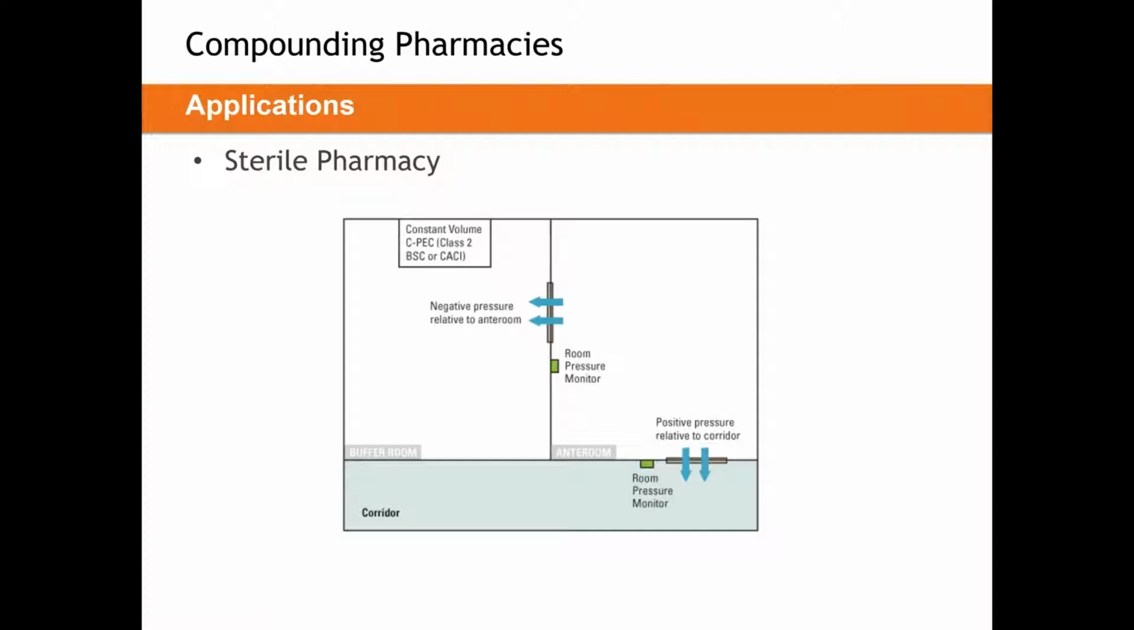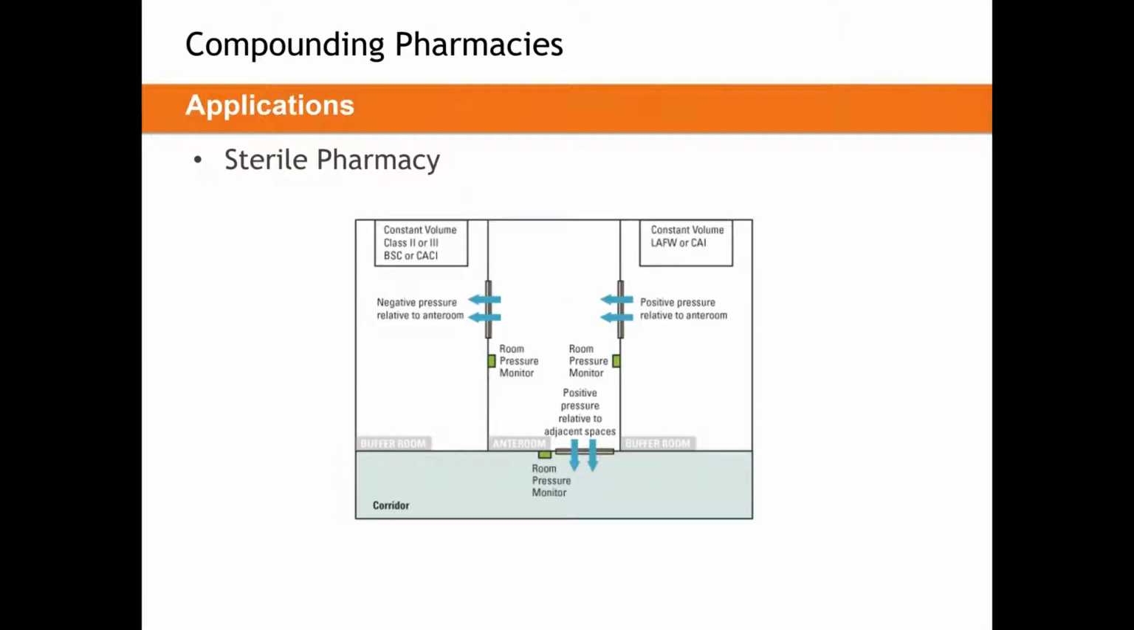Next up would be a sterile pharmacy. So this is where both the buffer and the anti-spaces need to have 30 air changes per hour. And because we have an anti-space here, we can mix hazardous drugs in this buffer space. We can also do sterile compounding of hazardous drugs because we picked the appropriate class 2 biological safety cabinet. You'll notice on both of these previous images, we have pressure monitors, and we're going to talk about those pressure monitors and where to put them a little later on here.